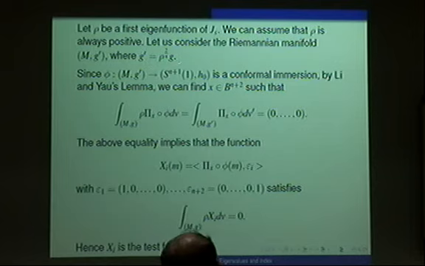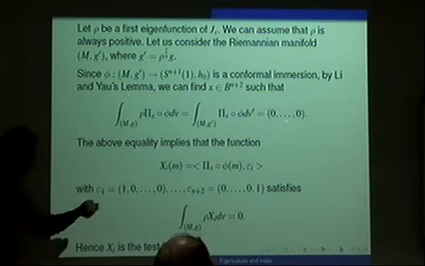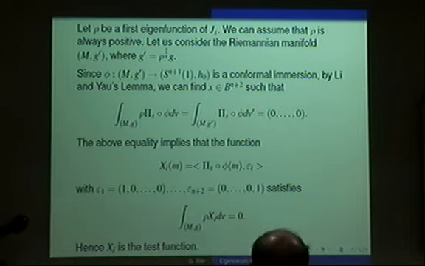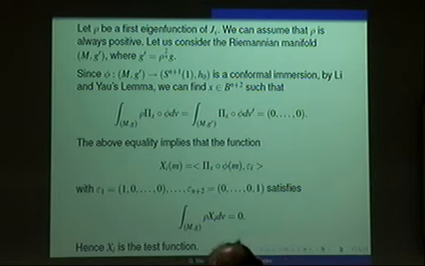Since this map is a conformal map, by Li and Yau's lemma, we know this equation. Here this is a metric, here this is the manifold M with this metric. On the other hand, we know that the element of volume of the metric satisfies some relationship. Here this term is equal to this term, with rho, where rho is this one.